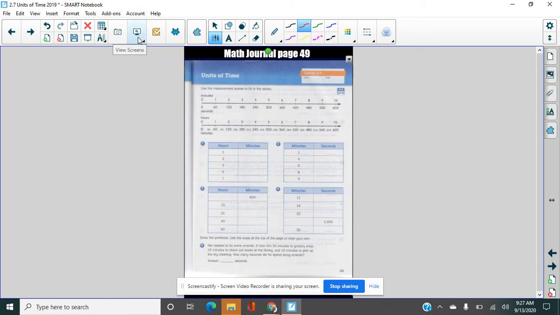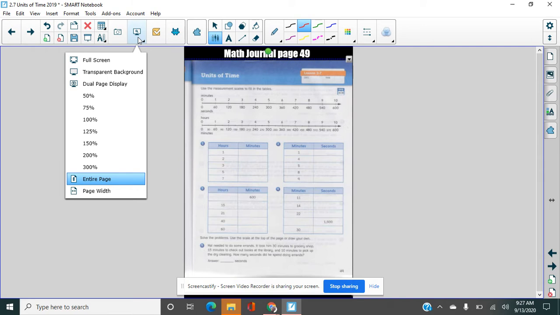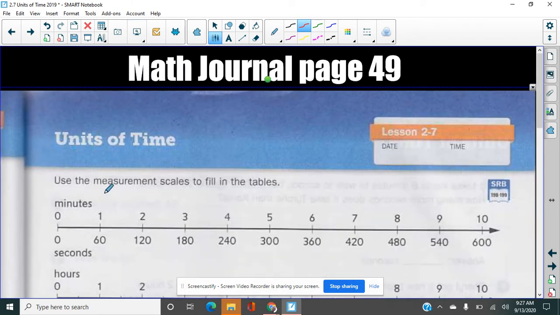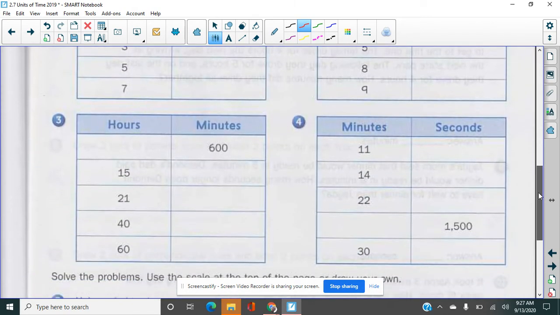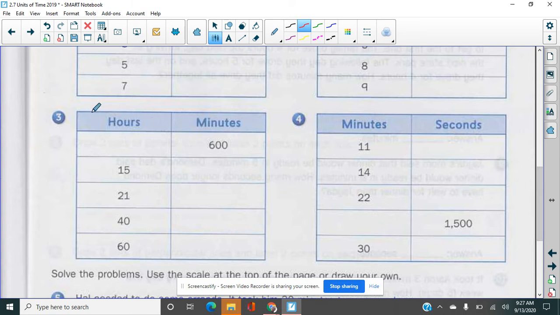Okay, working on this goal. You're going to be working in your math journal today, but we're actually going to do one of these together. So go find Math Journal page 49, and we're going to scroll down here. You're going to be completing these, but we're going to do number 3.